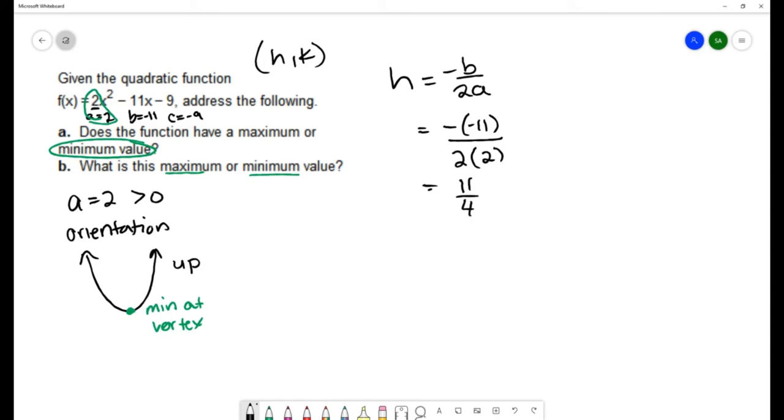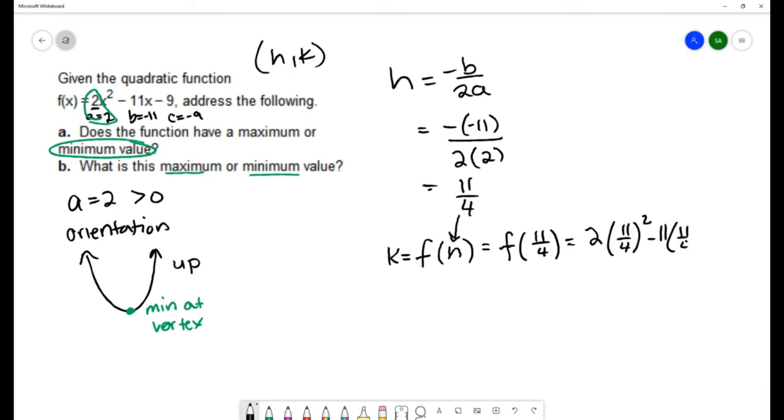So then we're going to find the y part of our vertex. And to find that y part of the vertex, I'm going to substitute the x into the function. So I'm doing f of h, and we just found h. So that's f of 11 over 4. So in this example, we would have 2 times 11 over 4 squared minus 11 times 11 over 4 minus 9. So we're going to have to be really careful with our arithmetic here since we have fractions.